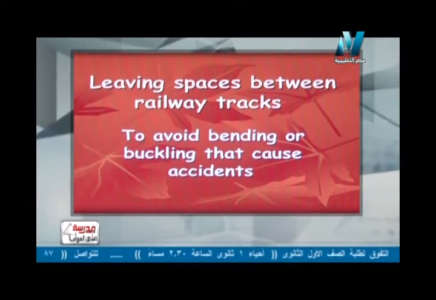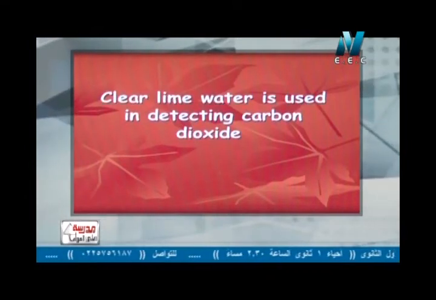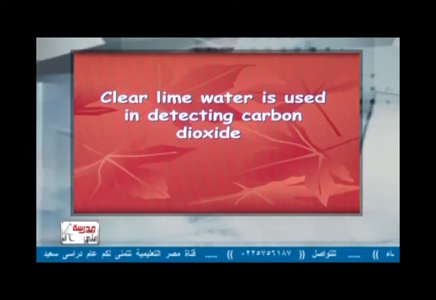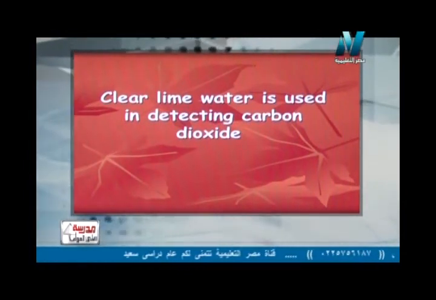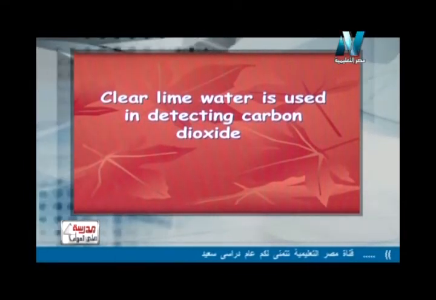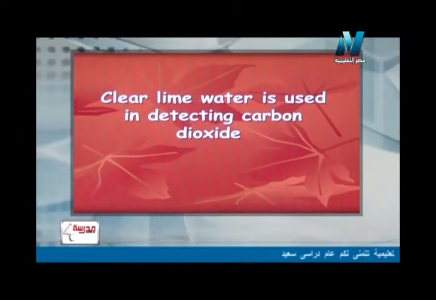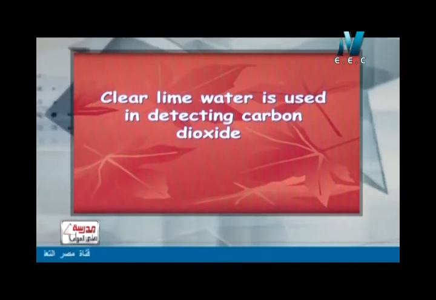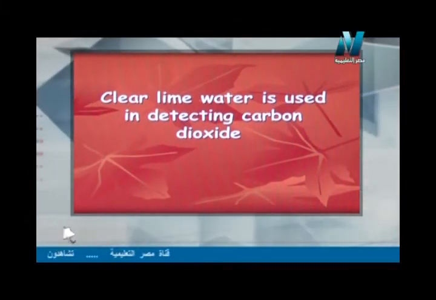Another question. Clear lime water is used in detecting carbon dioxide. I remind you, we have seen a very important video about this experiment. Clear lime water turns milky. Why? Because it turns milky when carbon dioxide is bubbled through it.